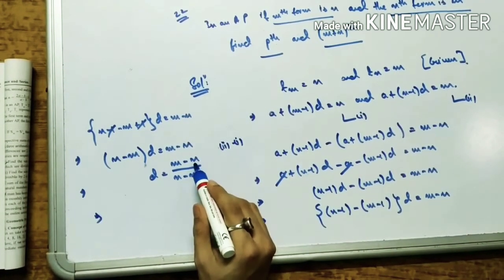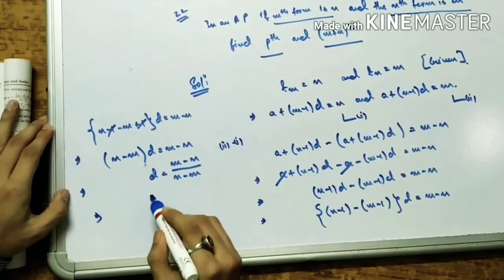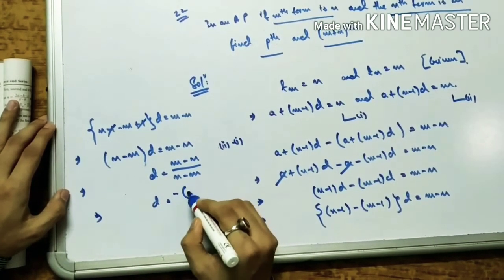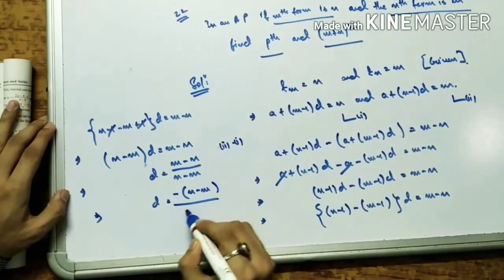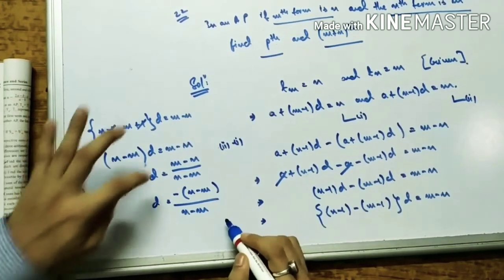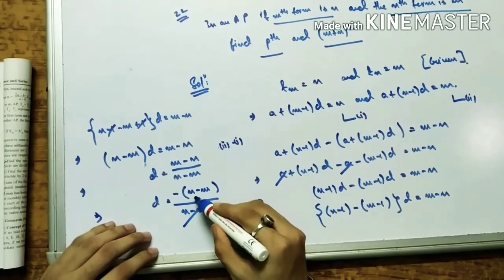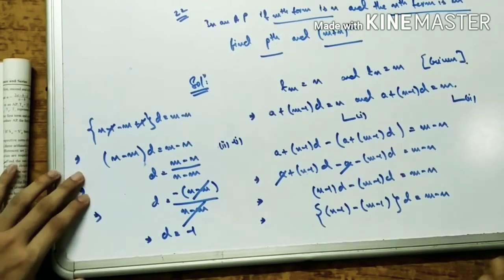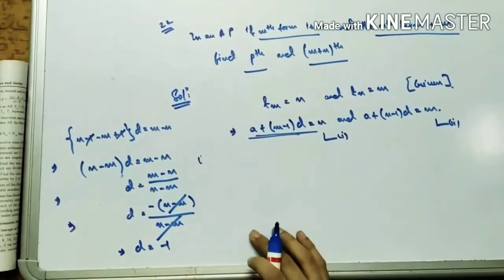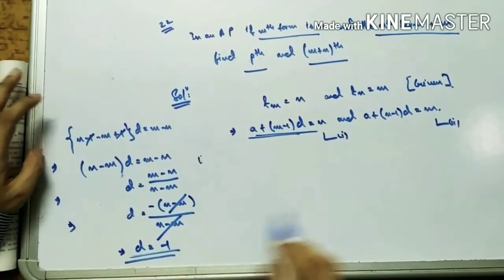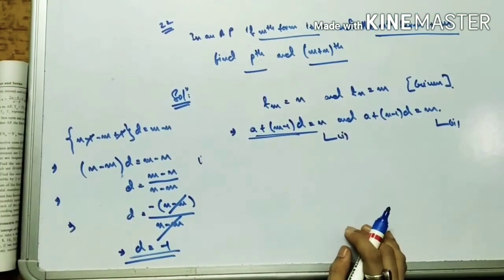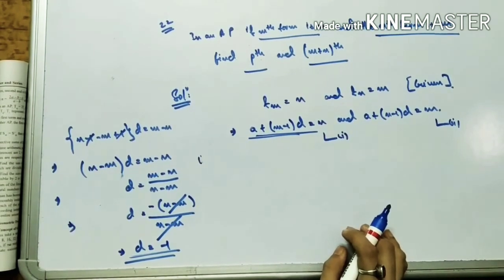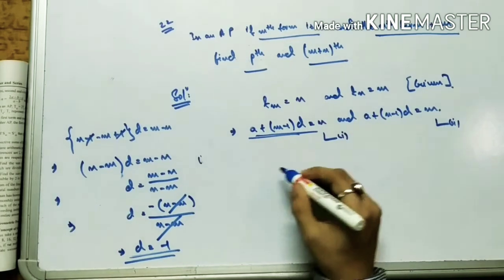From the numerator, if I take minus common, I will get minus (n minus m) by (n minus m). So n minus m cancels. Ultimately I will get d is equal to minus 1. The d value I got is equal to minus 1.